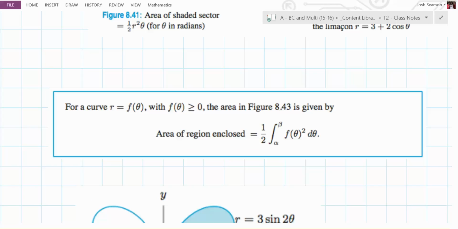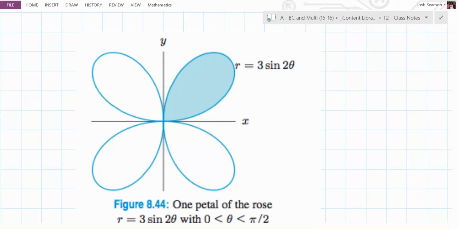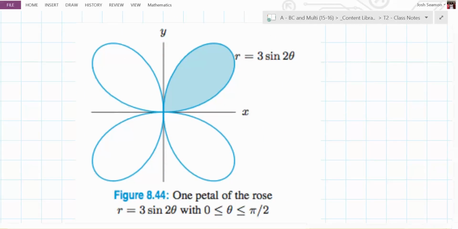So for example, here's a shape. Oh, did we see that already? Yeah, absolutely. Can someone tell me what integral they would solve? Don't solve it, but what integral would the area of just that petal be? What would just that petal be? Yeah, go ahead.